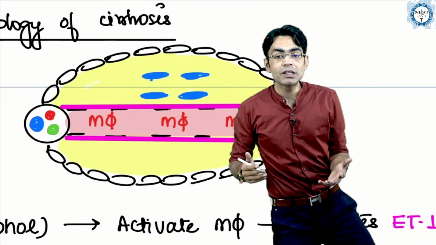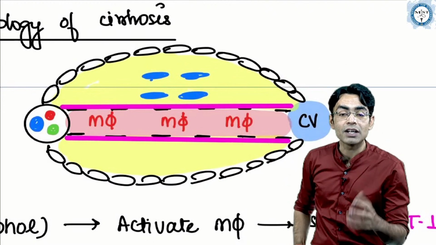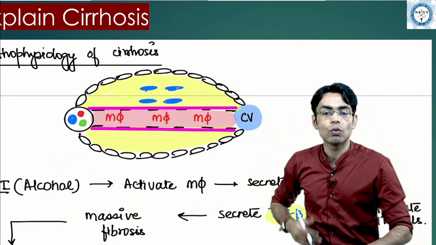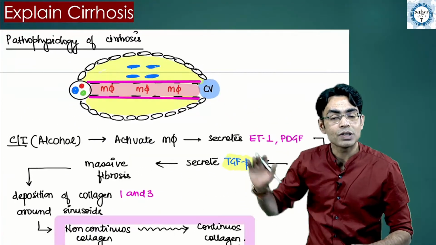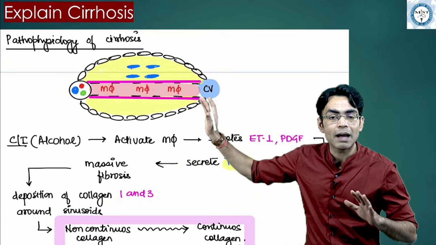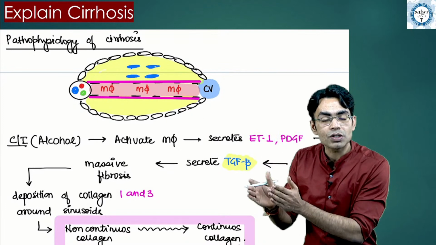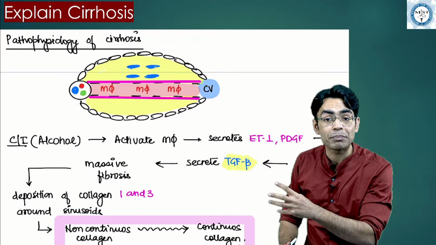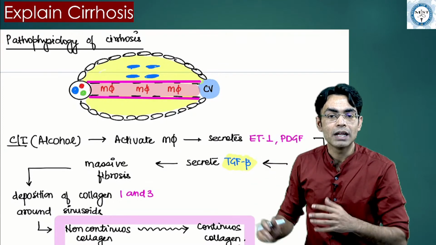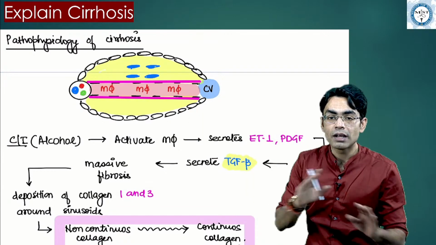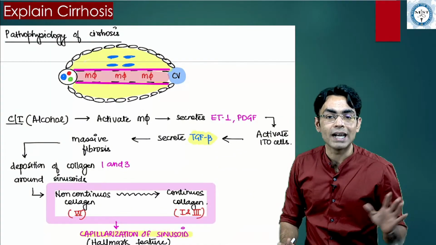So what will happen to these hepatocytes? These hepatocytes are going to get into hypoxia, ischemia. So what will happen? They will die. So it's an irreversible process. Once this happens, it happens. So your non-continuous collagen is converted into a continuous collagen, making a sinusoid a capillary. This is the hallmark feature, and it's an irreversible process. Liver is permanently damaged in these patients.